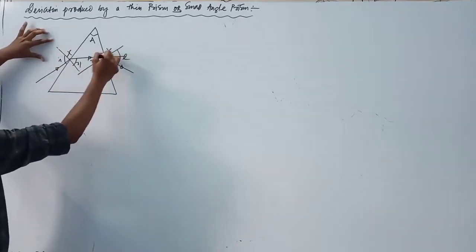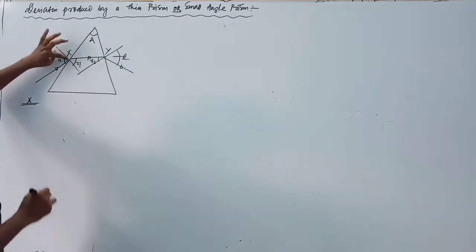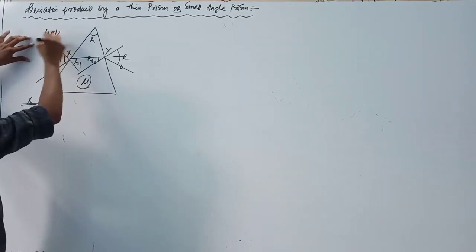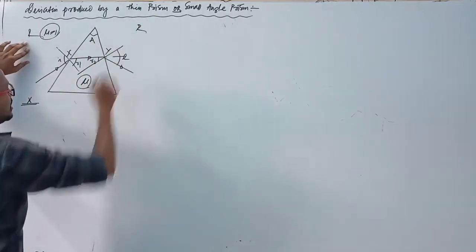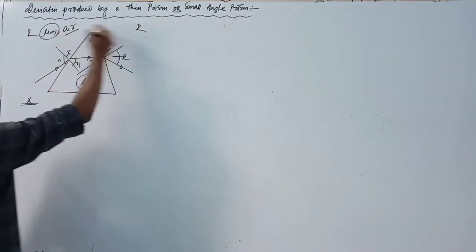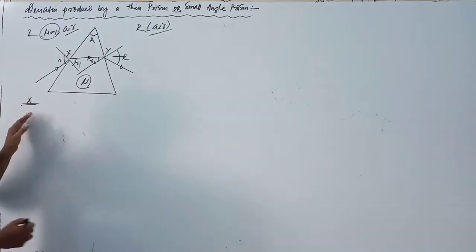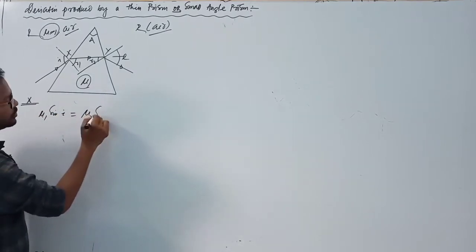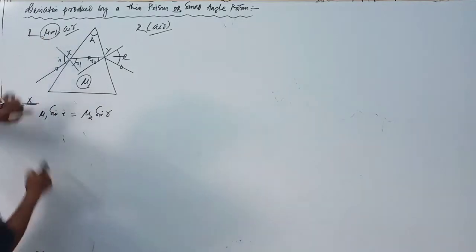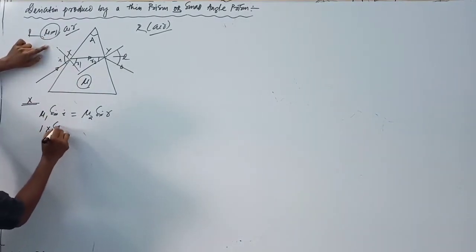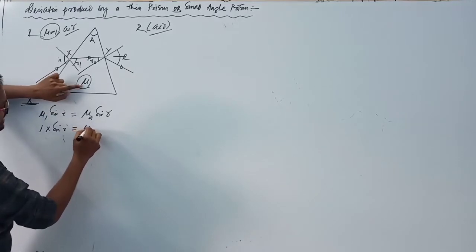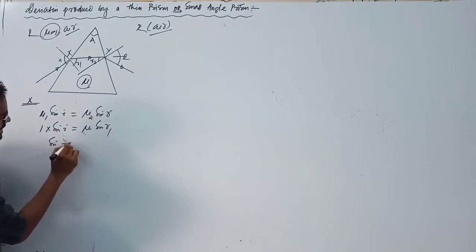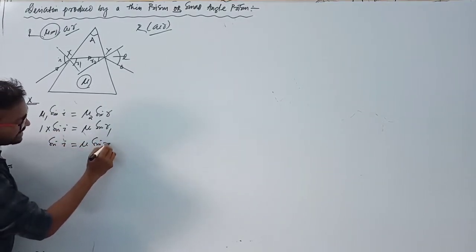Suppose this point is X and this point is Y. At point X, we use Snell's law: the prism has refractive index mu, and the surrounding medium has refractive index 1. This is the rarer medium and this is the denser, and this is again the rarer medium, suppose air on both sides. So at point X, Snell's law gives mu1 sin I equal to mu2 sin R. Here mu1 is the air medium with refractive index 1, so 1 into sin I equals mu into sin R, the angle of refraction R1. So sin I equals mu sin R1.